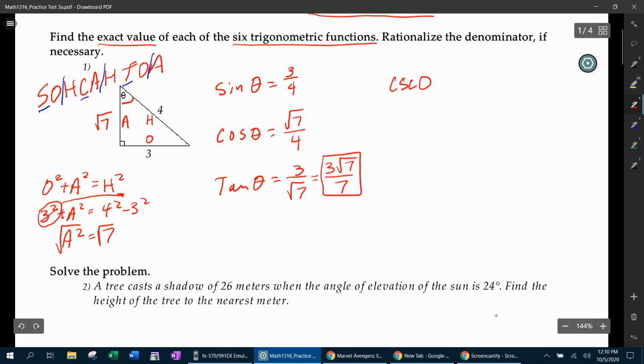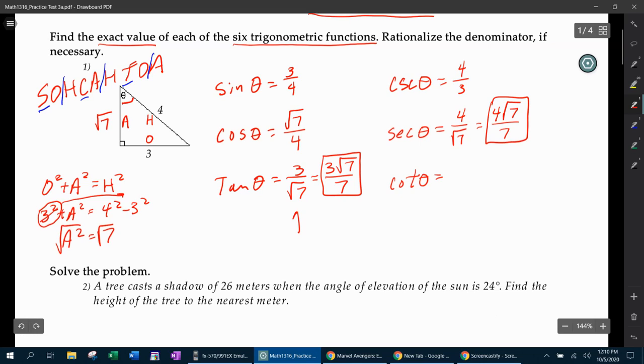The other 3 are super easy: cosecant, secant, and cotangent. These are the reciprocal identities. So all I got to do is flip the sine to get cosecant. I got to flip the cosine to get secant. Whoops, and that's going to have to be rationalized. Copy and paste, and then erase.